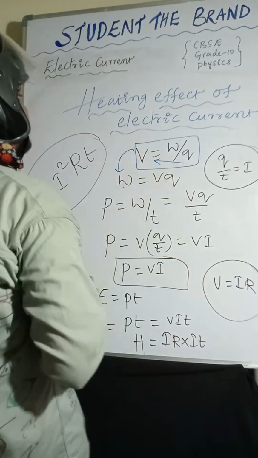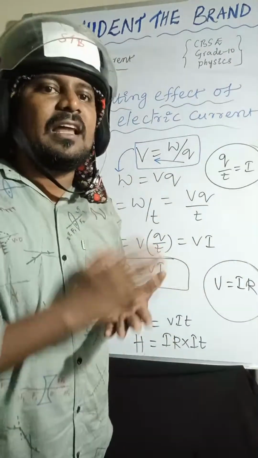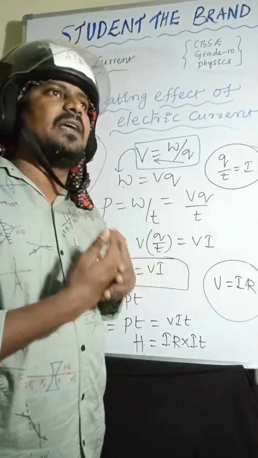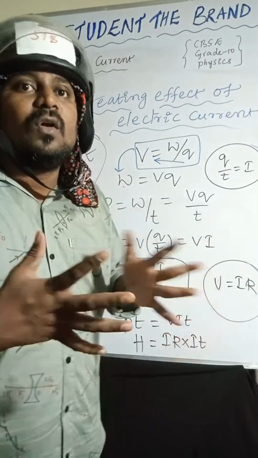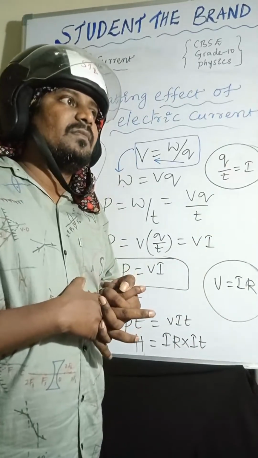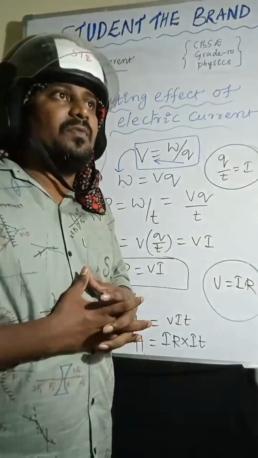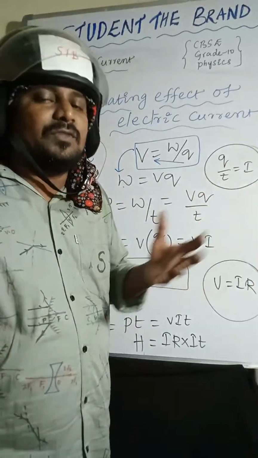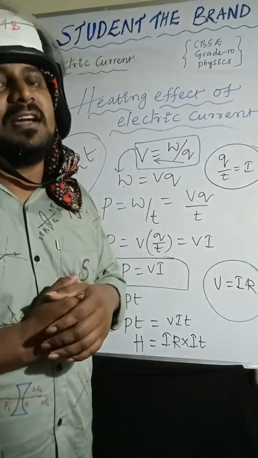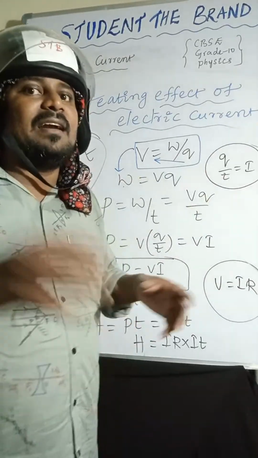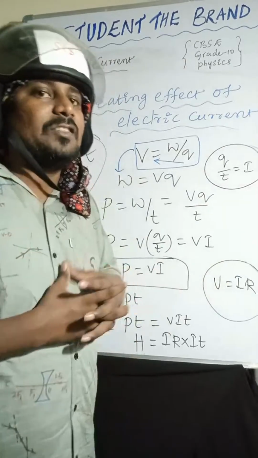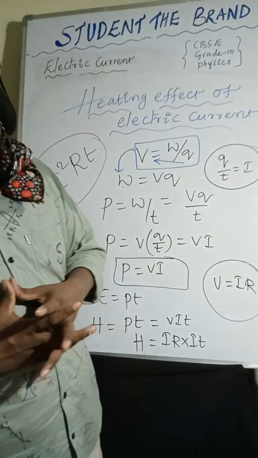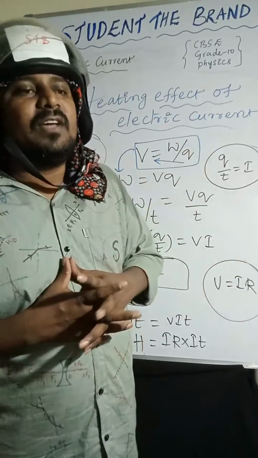Next, applications of the heating effect of electric current: electrical cooker, electrical iron box, water heater, electrical oven and room heaters. These are the electrical appliances which work on the heating effect of electric current. Hair dryer also depends on the heating effect of electric current. I hope it is very clear. They will ask applications of the heating effect of electric current. Okay.